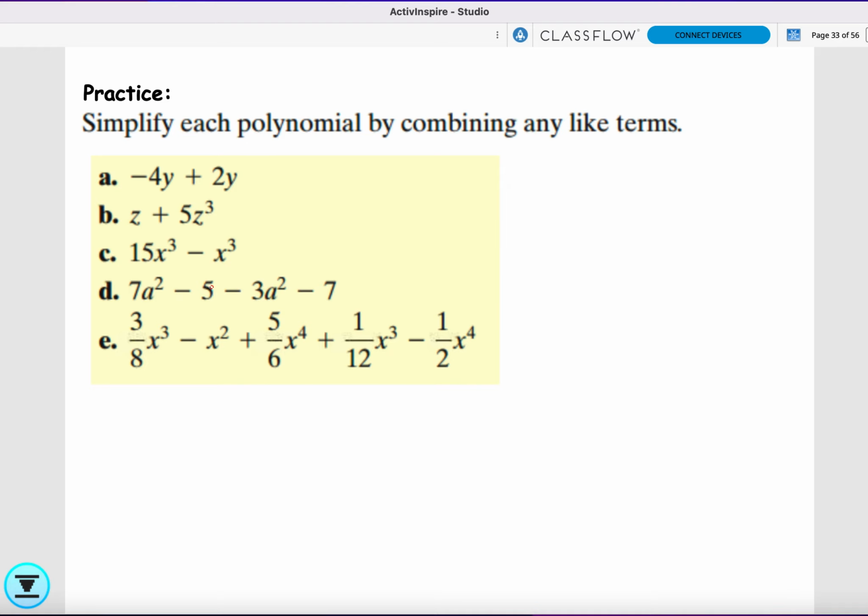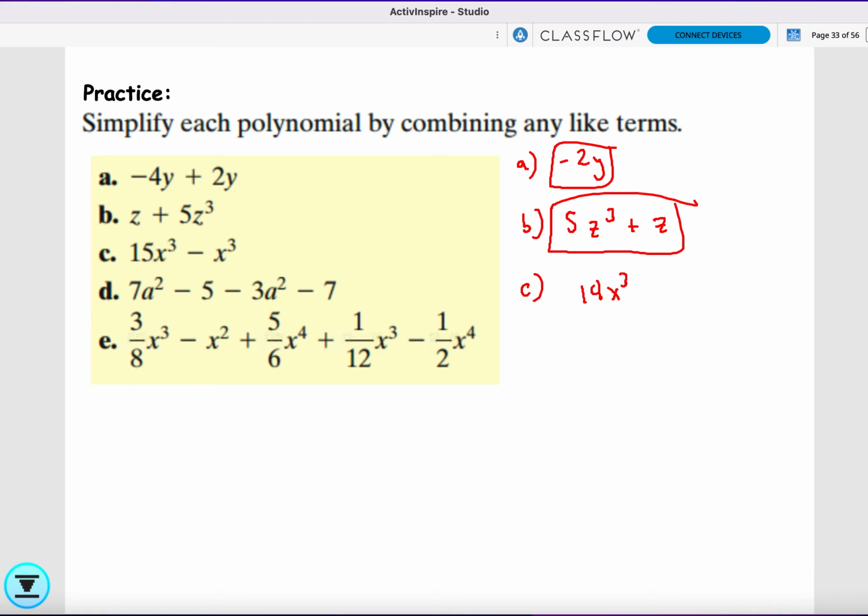Here are some practice problems on combining like terms. A is negative 4y plus 2y, which is just negative 2y. B, we cannot combine them, so just write it in order from highest exponents to the bottom. C, we can combine them. 15x cubed minus x cubed is just 14x cubed. D, you can combine the a squares. 7a squared minus 3a squared is 4a squared. Minus 5 minus 7 is minus 12.